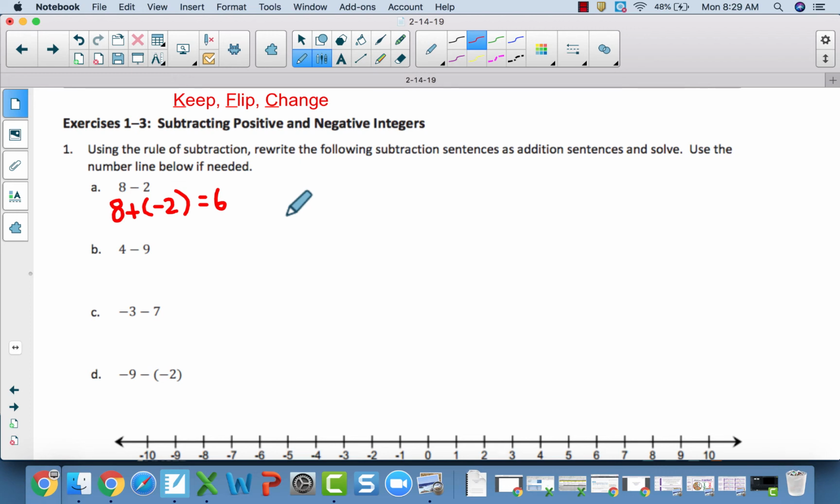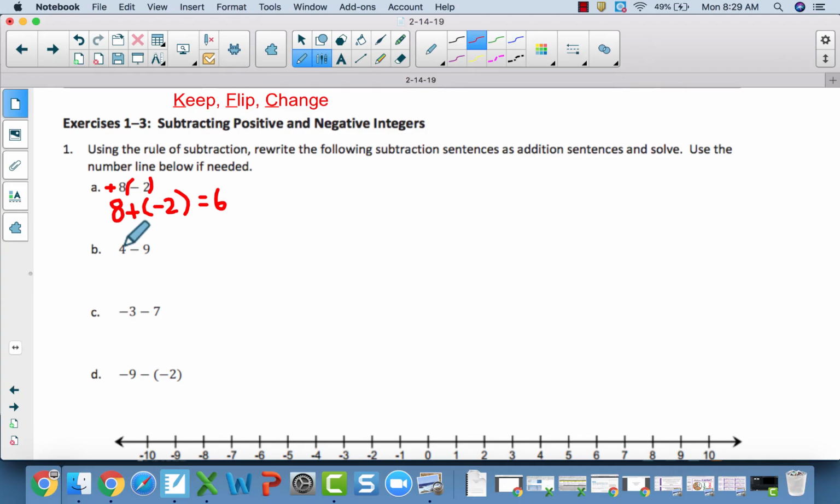Okay? Now, how I think about it is I never think of subtraction. Okay? I look at this as having basically a negative 2 and a positive 8, which is essentially what this is doing.